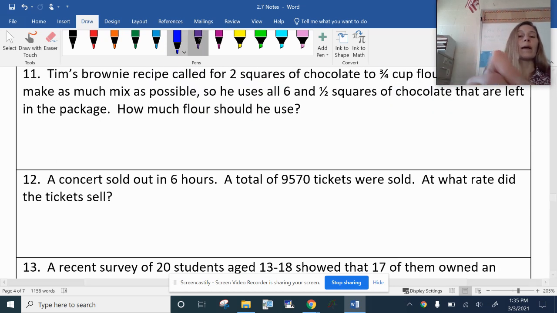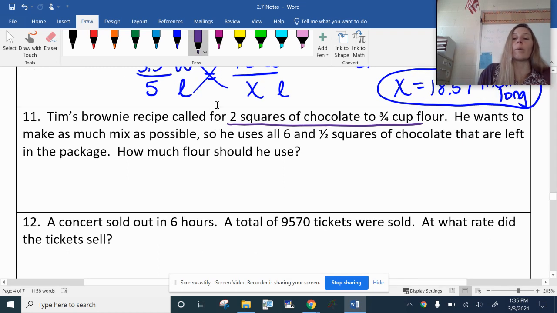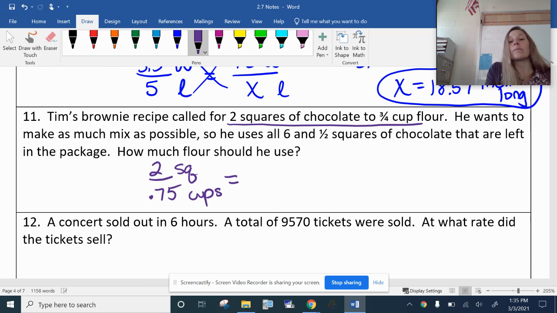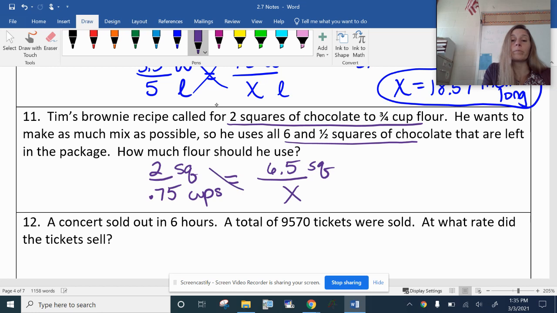All right, Tim's brownie recipe calls for 2 squares of chocolate and 2 3/4 cup of flour. So I'm going to say 2 squares for 0.75 cups. He wants to make as much as possible, so he uses all 6.5 squares of chocolate. So that's going to be 6.5 squares. Notice I'm putting on the top x cups of flour. So when possible, you can definitely change fractions into decimals as long as they're not repeating.